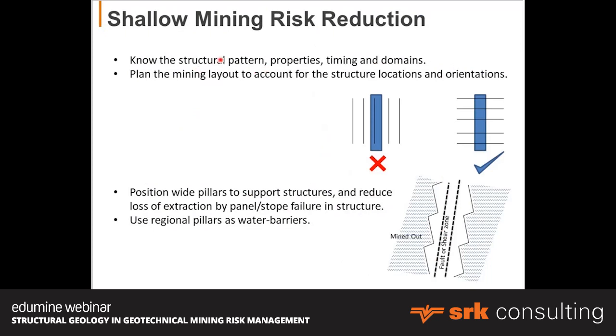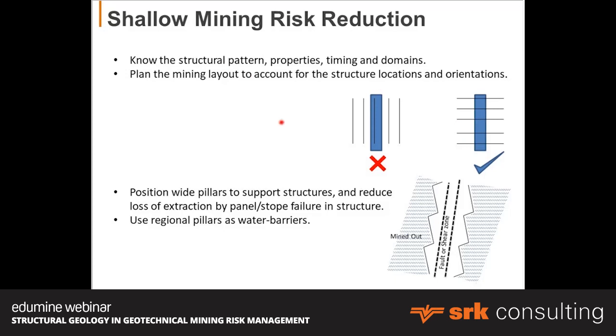So here is a quick summary of, in shallow level mining, how do the structural patterns and properties really help us with the mine design? Well, one of the key things here is to make sure that you plan the mining layout to account for the orientation of the structures. Normally it's best not to orientate the tunnels parallel to your structures, but to try get as perpendicular to your structures as possible. This reduces the need for support and creates greater stability.